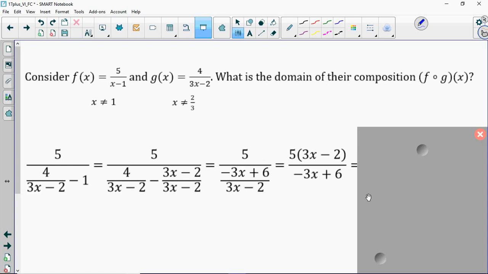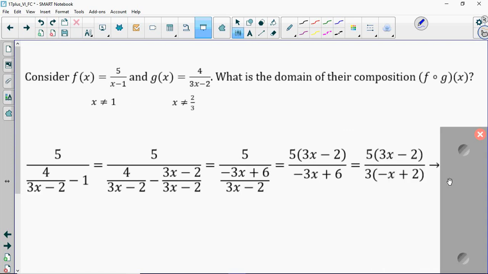And then rather than distribute the 5, what I'm actually going to do is factor out a 3 from the bottom, just so that I have everything as factored as possible. And then this will tell me the excluded value from the domain of my composition clearly has to be 2.